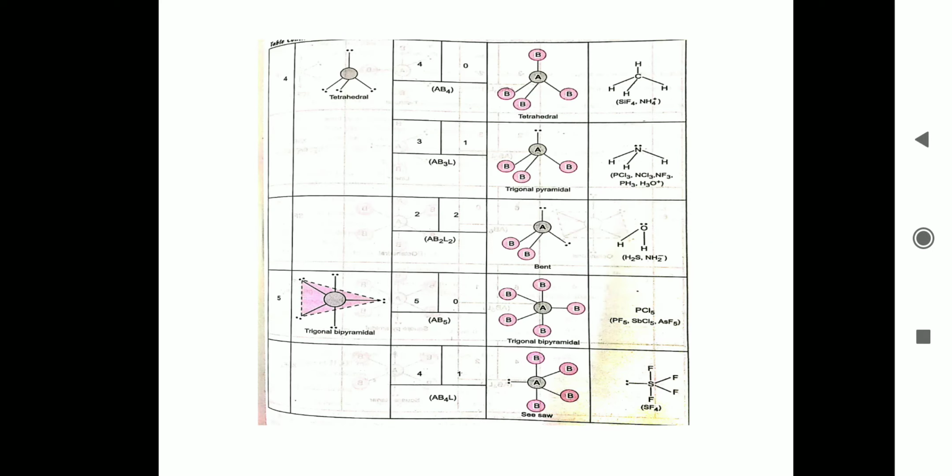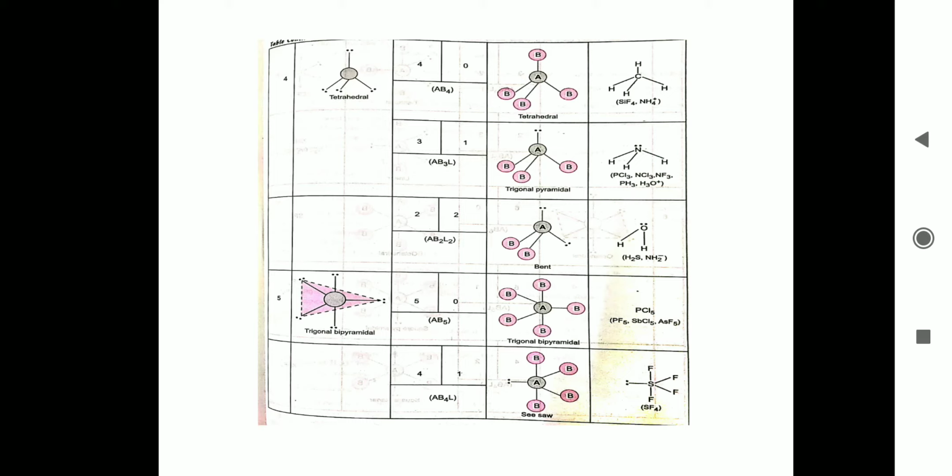Now, if the number of electron pairs is 4, then the geometry will be tetrahedral, and if all 4 are bond pairs with no lone pairs, then the shape will be tetrahedral again. An example is methane. But in the case of 4 electron pairs, if 3 of them are bond pairs and 1 lone pair is present, then the shape will be trigonal pyramidal. The example is ammonia, a very popular example. There might be other examples like PCl3, NCl3, etc.